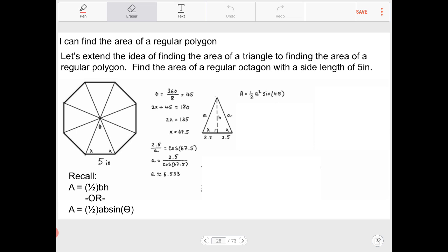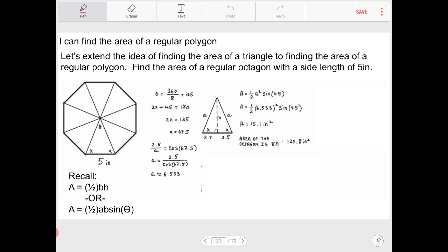So therefore, 1/2 A squared, because I'm using A and A and the included angle. So 1/2 A squared times sine of 45, that will give me 1/2 of 6.533 squared times sine 45. So the area of one of these isosceles triangles will turn out to be approximately 15.1. And since I have 8 of these isosceles triangles, I multiply that area by 8, and I get 120.8.